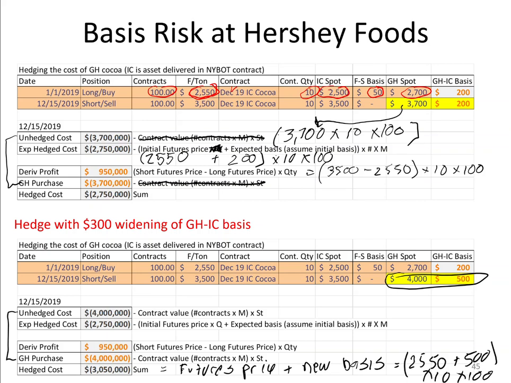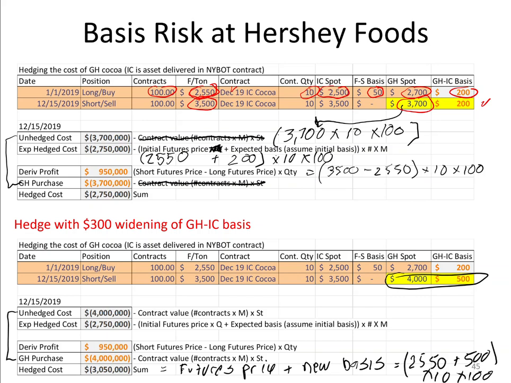So at the time they enter into the contract, Ivory Coast cocoa was selling in the spot market at $2,500 and Ghana was selling for $2,700. So the basis, it was $200. But now they have this long position to buy Ivory Coast at $25.50 for 1,000 tons. In December, what if Ghana cocoa goes to $3,700, Ivory Coast cocoa goes to $3,500? So the basis is still the same. It's still a $200 difference between Ivory Coast cocoa and Ghana cocoa.